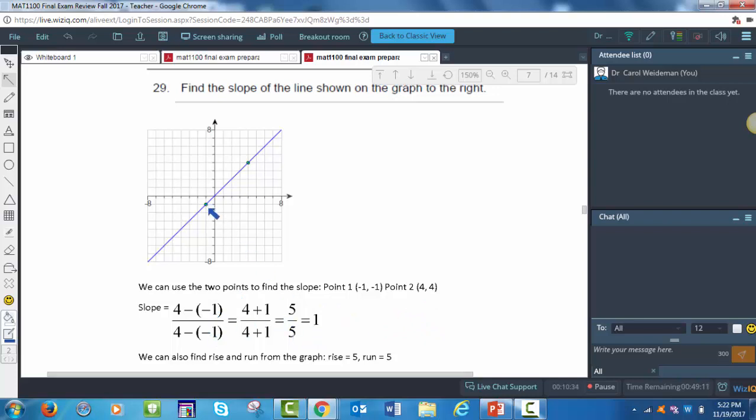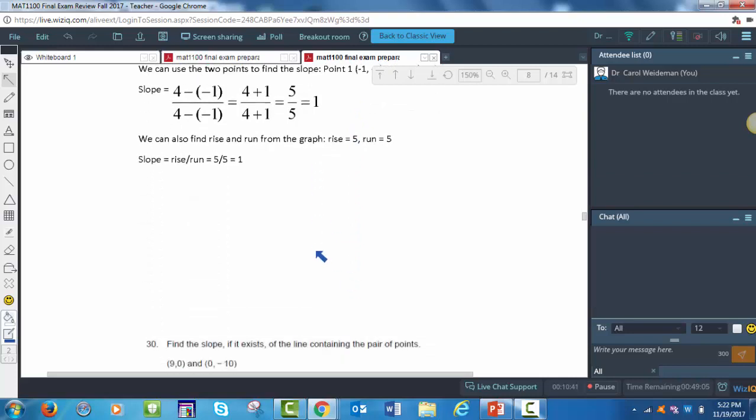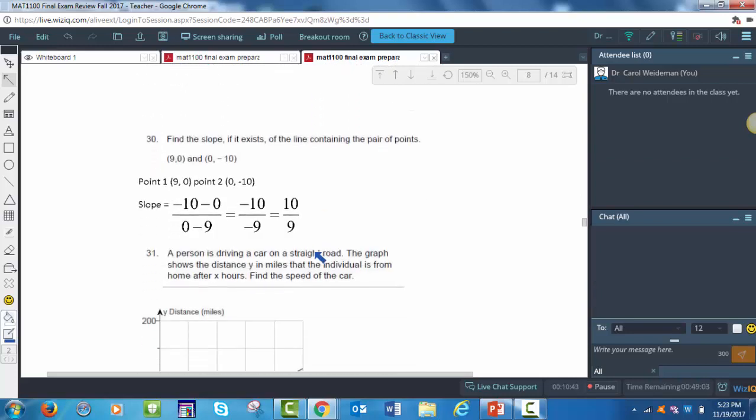We could also find the rise over the run. The rise here is 5, and the run is also 5. So 5 over 5 gives me 1, so the slope is 1. Find the slope, if it exists, of the line that contains the pair of points.